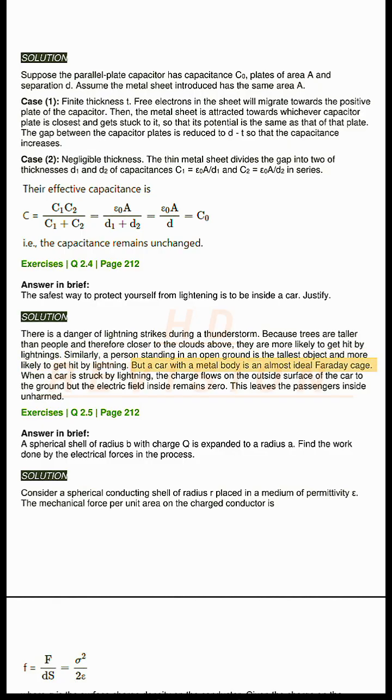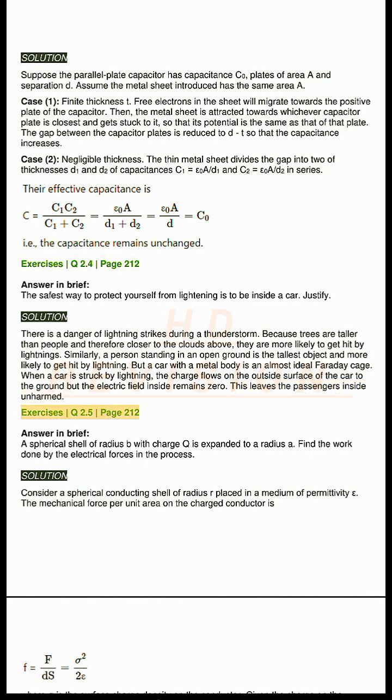But a car with a metal body is an almost ideal Faraday cage. When a car is struck by lightning, the charge flows on the outside surface of the car to the ground, but the electric field inside remains zero. This leaves the passengers inside unharmed.